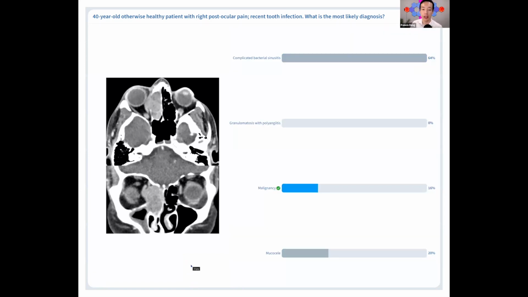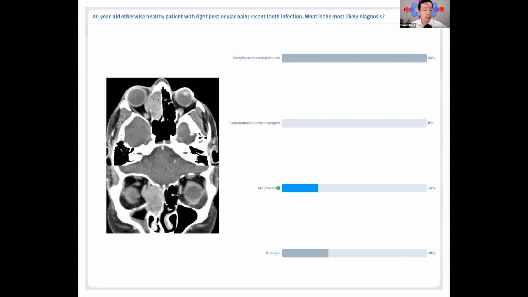Okay, the correct answer here is malignancy. And unfortunately, a majority of you chose the incorrect answer of complicated bacterial sinusitis, which was actually, in the real world, the original interpretation by an outside radiologist. In this case, the misleading context clues here were that they had a recent tooth infection, and so people were clued in to think about infection.